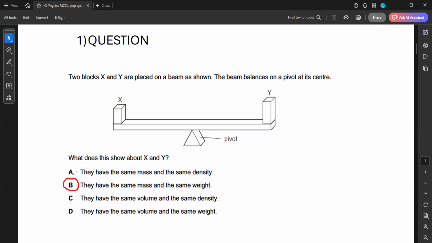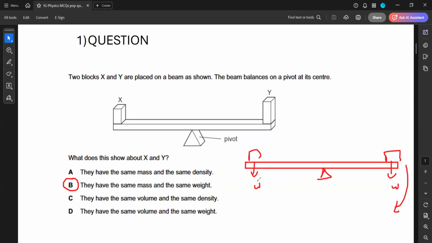Yes, sir. There's a doubt? Okay, I'll explain. Look, whenever two objects are placed at the same distance from the pivot, let's say there's a beam and we have a pivot at the center. When the pivot is exactly at the center and the two objects are placed at equal distance from the pivot, it means the two objects have the same mass and the same weight. Here weight is acting downward, here weight is also acting downward. This causes a clockwise turning effect, this causes an anti-clockwise turning effect, and the beam is balanced. So whenever the two objects are placed at the same distance from the pivot, they will have the same mass and same weight. But what if it was like this?